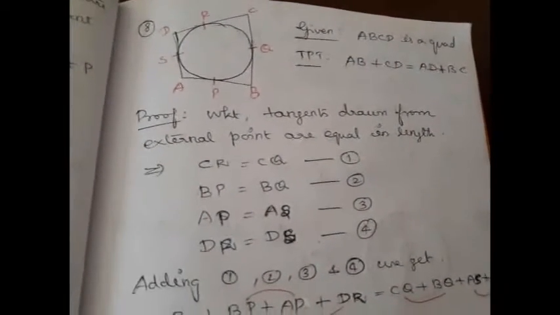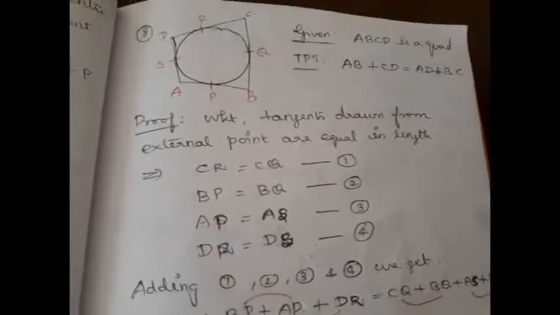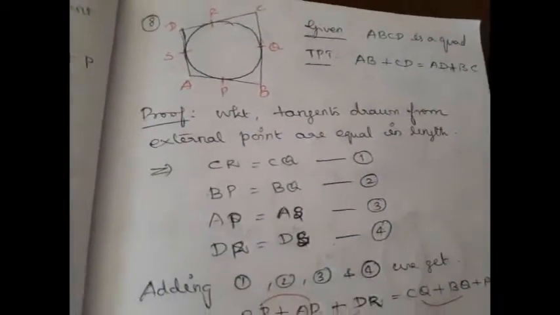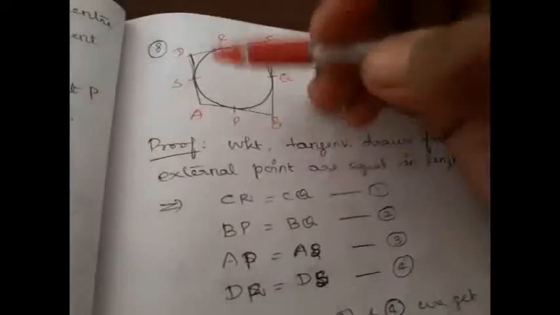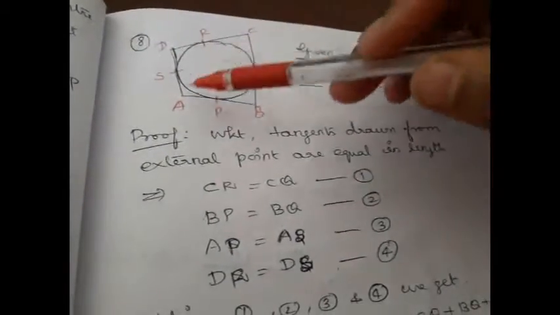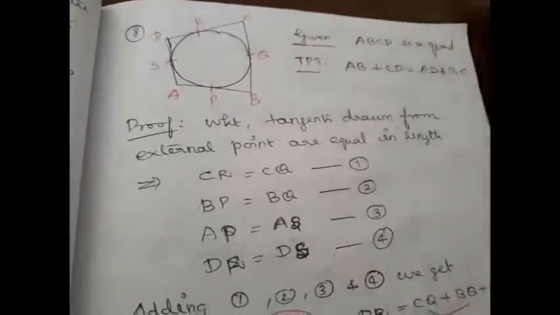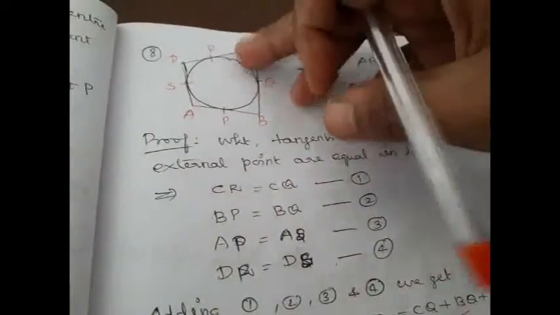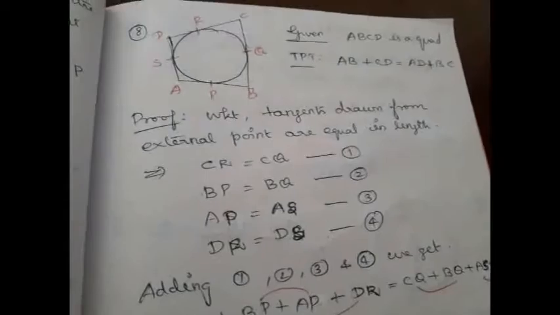8th question: a quadrilateral ABCD is drawn to circumscribe a circle. The diagram is given in the textbook. Prove that AB plus CD is equal to AD plus BC. That's what we need to prove: the sum of the opposite sides are equal. It is given that ABCD is a quadrilateral drawn to circumscribe a circle, right?